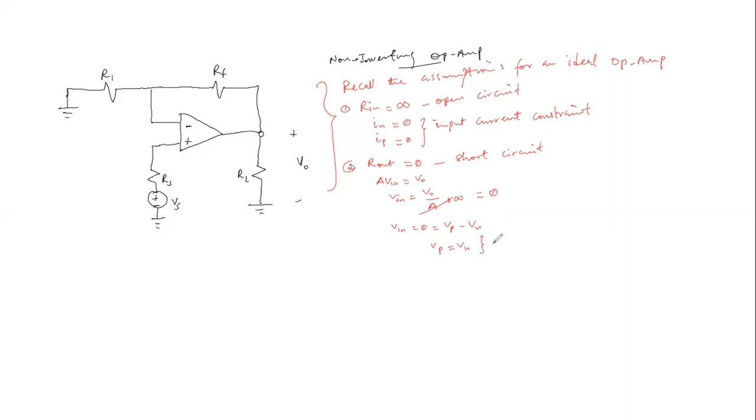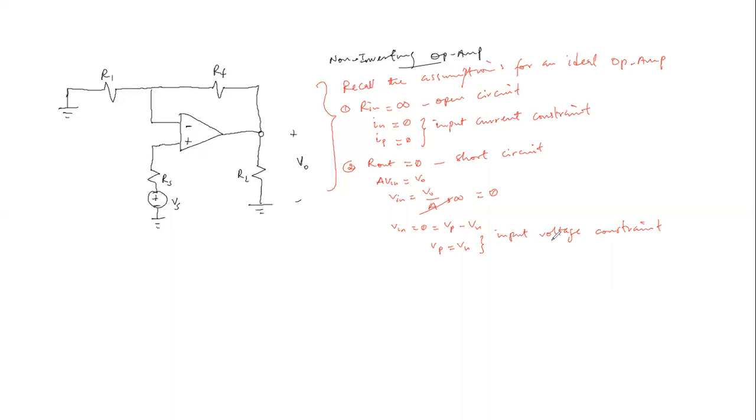Then we can equally designate this as the input voltage constraint. So we have the input current constraint: I sub N is the same as I sub P, is the same as 0, and V sub P is the same as V sub N, is the input voltage constraint.